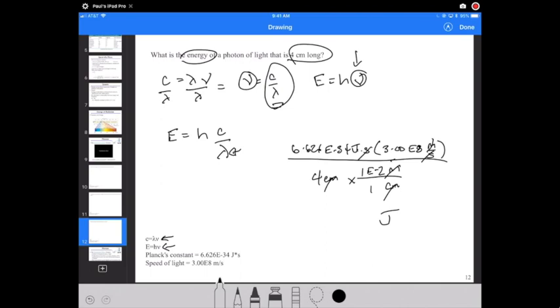Does anybody have a number for me? 4.9695 e to the negative 24. That can't be my answer. What is really my answer, based on sig figs? Nope. 5 e to the minus 24 joules. Why 5? Started with 1, have to end with 1, because these are all multiplications and divisions.